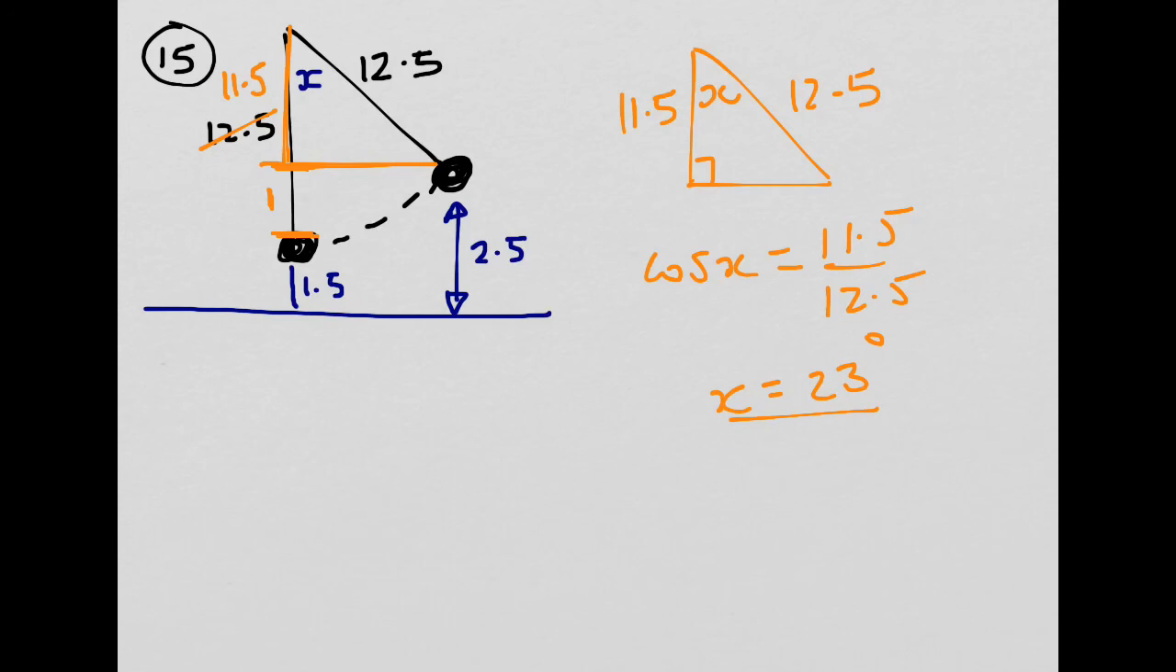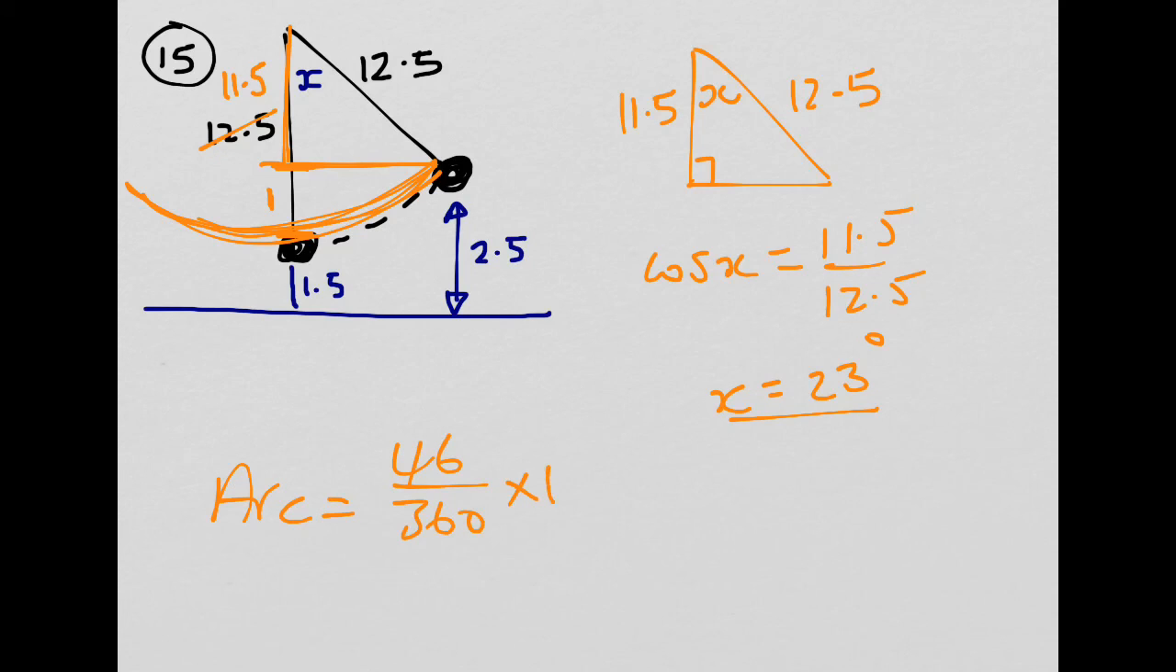Question says, find the length of the arc. Okay, so we need to go all the way along here now. So we need to do it for double the angle. So the arc is 46 divided by 360 times pi times the diameter, which will be your 12.5 doubled. Do all that and you get an answer of 10 metres.